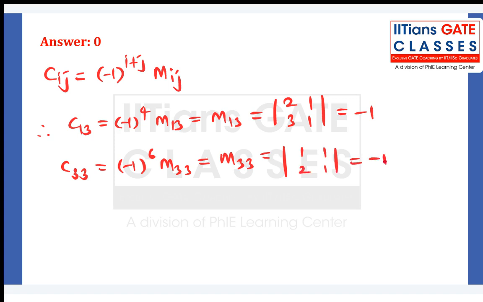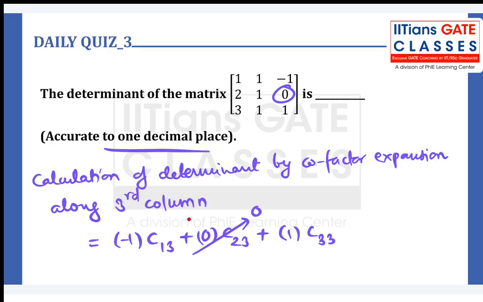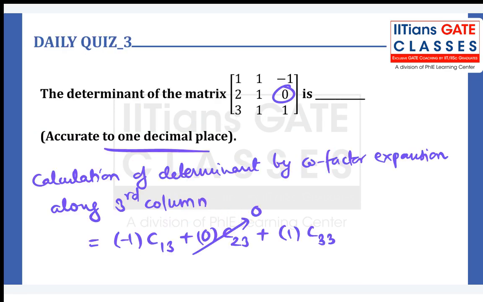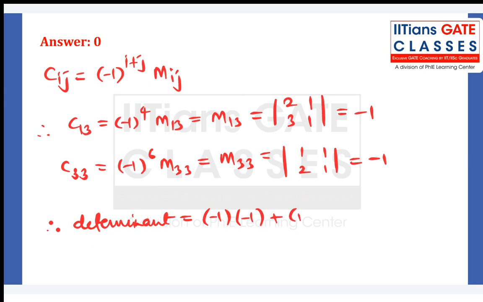Therefore, the determinant should be minus 1 into C13, so that is minus 1 into minus 1, plus 1 into C33. 1 into C33, that is also minus 1. So basically it is 1 minus 1, 0. So the correct answer is 0. Yeah, that is the answer. You can verify this by doing your conventional method also. You'll get the same answer.